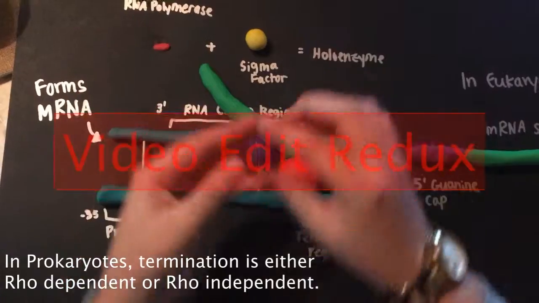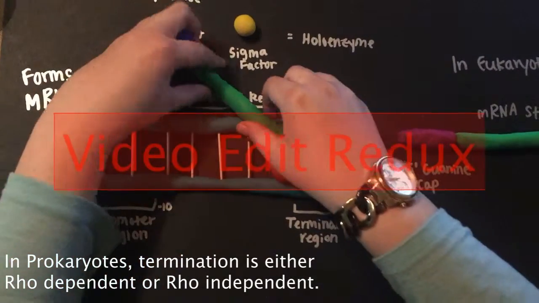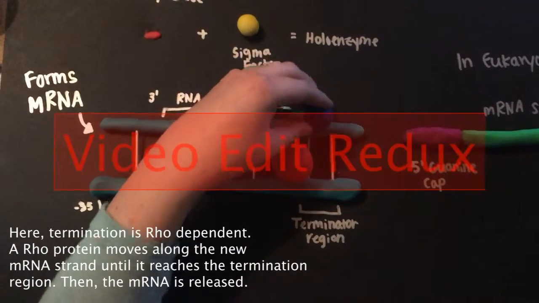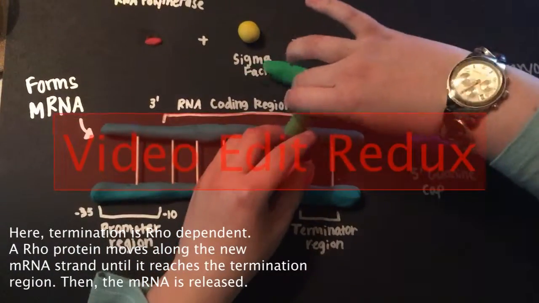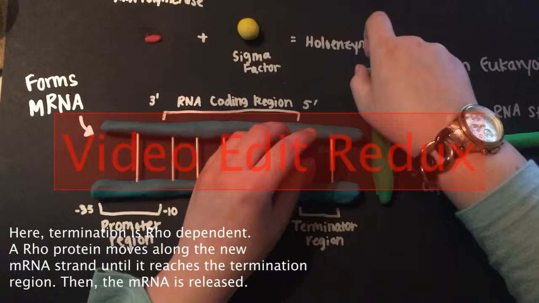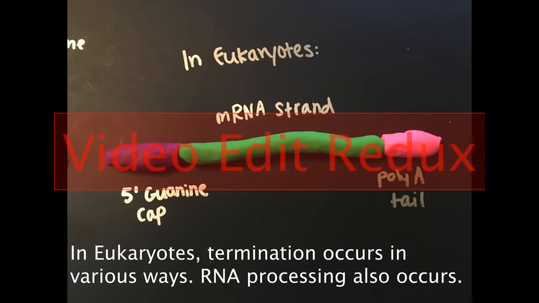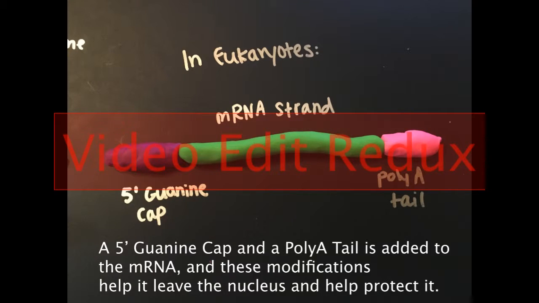In prokaryotes, termination is either rho-dependent or rho-independent. Here, termination is rho-dependent. A rho protein moves along the new mRNA strand until it reaches the termination region. Then the mRNA is released. In eukaryotes, termination occurs in various ways. RNA processing also occurs. Modifications help the mRNA leave the nucleus and help with protection.